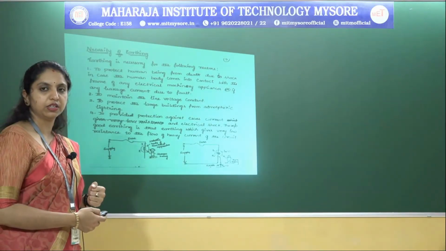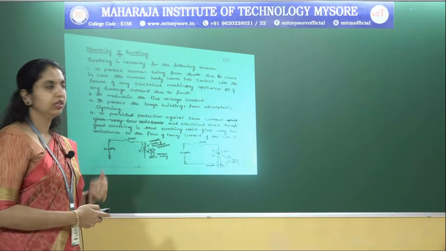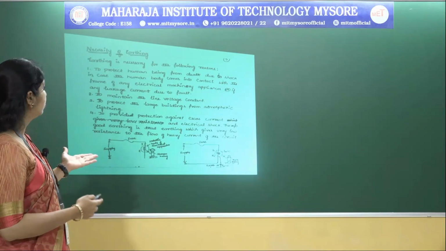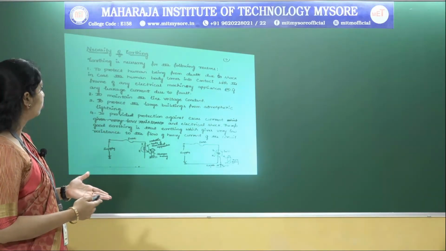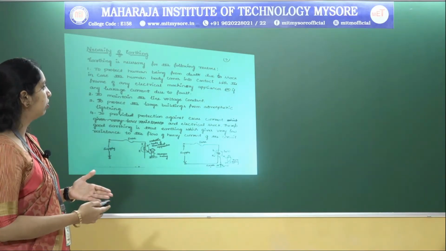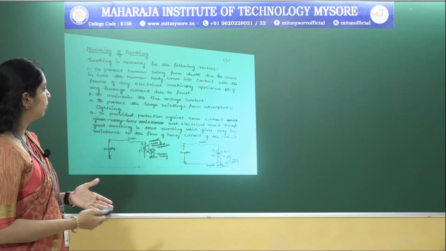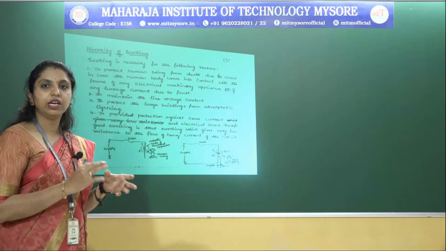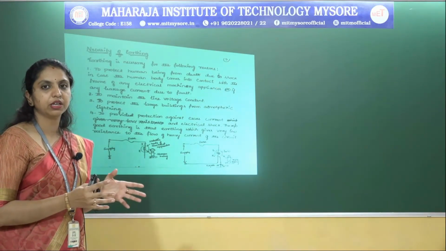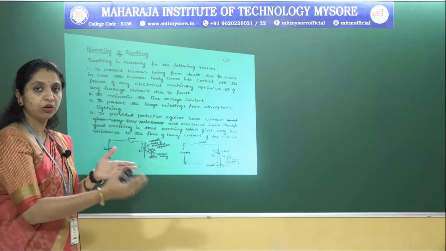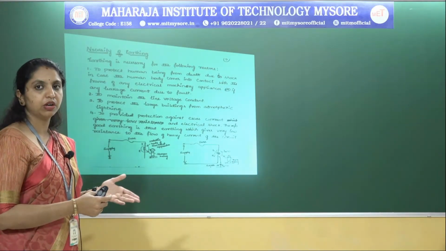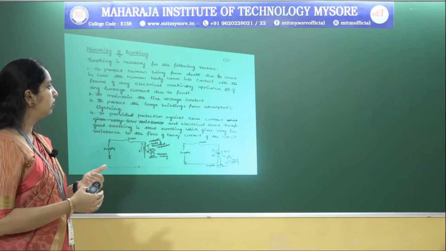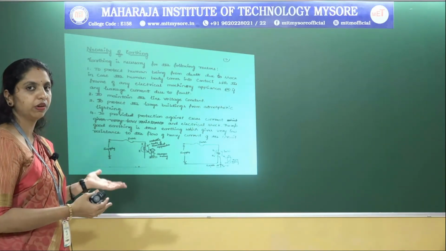And what is the necessity of earthing? Why should we consider earthing? Earthing is necessary for the following reasons. You can just look into the reasons here. To protect human beings from death due to shock in case the human body comes into contact with the frame of any electrical machinery or appliances, or if there is any leakage current due to a fault. So if there is any leakage or fault in the connection, and the human body comes into contact with it, we get a shock. So to protect human beings from death due to shock, we go for earthing.